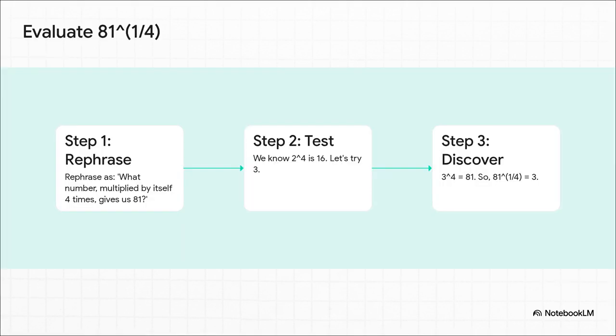I love this way of thinking about it because it turns scary calculation into a fun little puzzle. Let's try 81 to the 1/4 power. Okay, don't panic. Just translate it into a question. What number, multiplied by itself 4 times, gives me 81? Well, you can just try some stuff. We know 2 to the 4th is 16. That's too low. What about 3? Let's see. 3 times 3 is 9, times 3 is 27, times 3 is 81. There it is. So 81 to the 1/4 power is just 3.